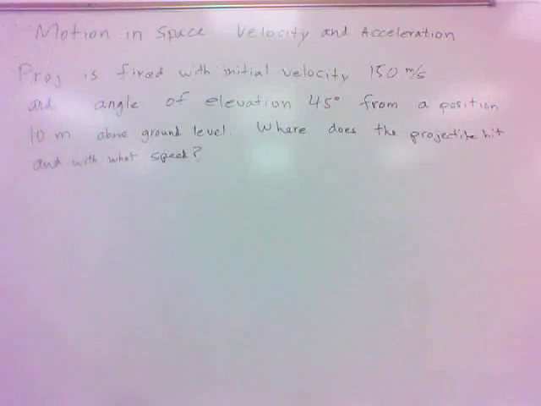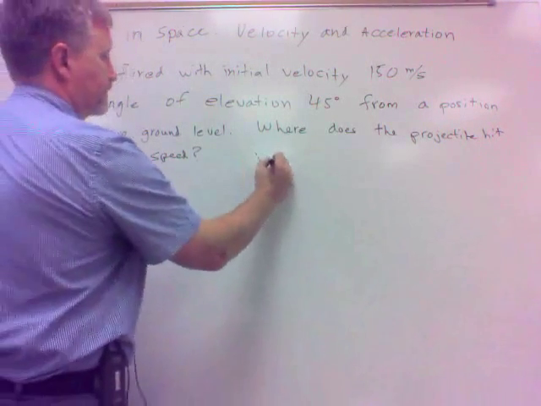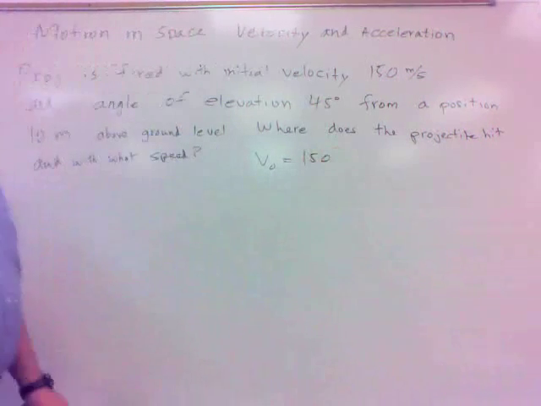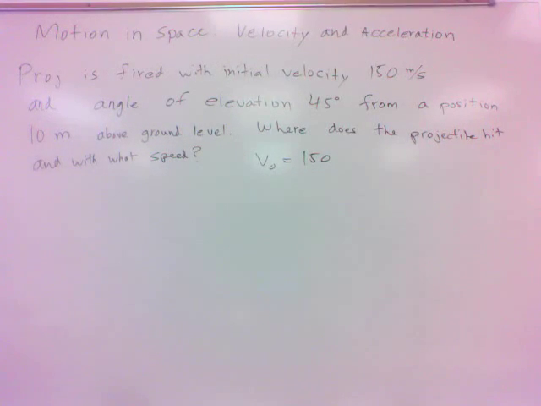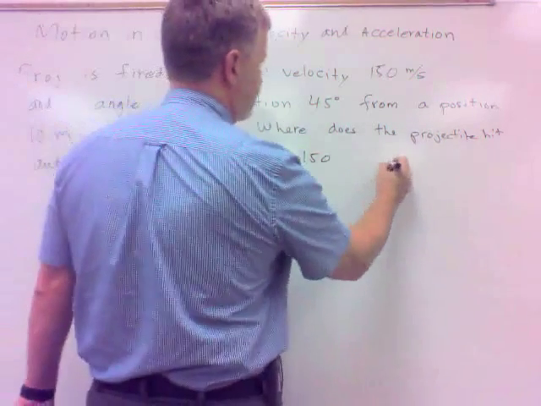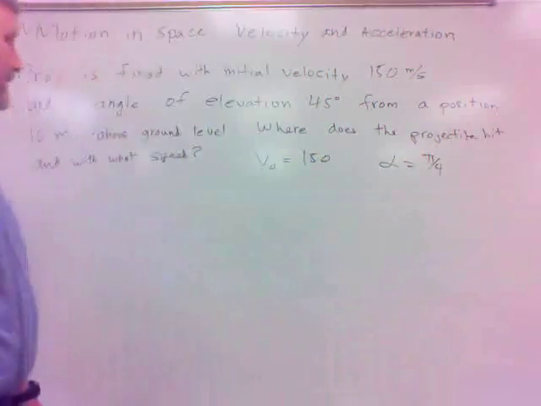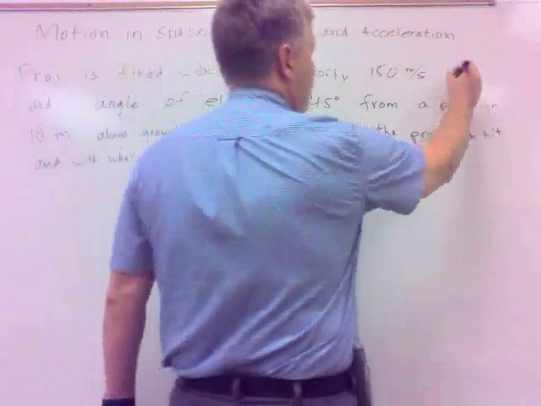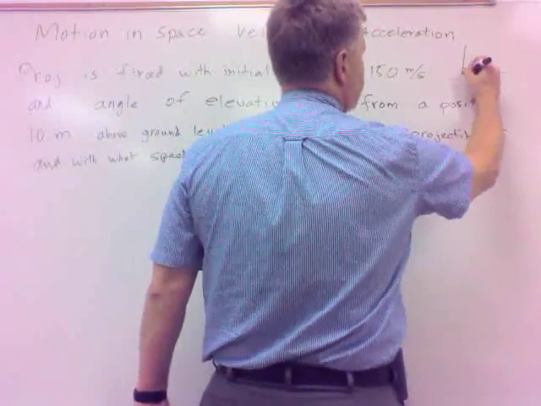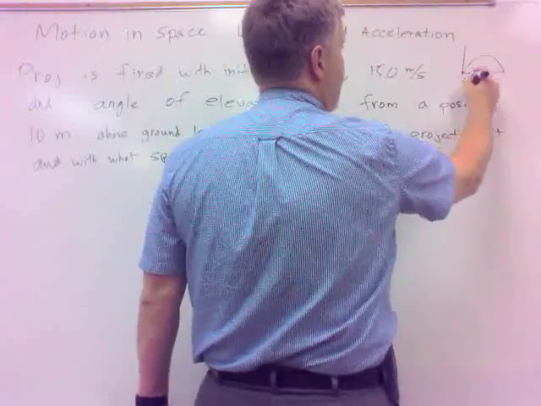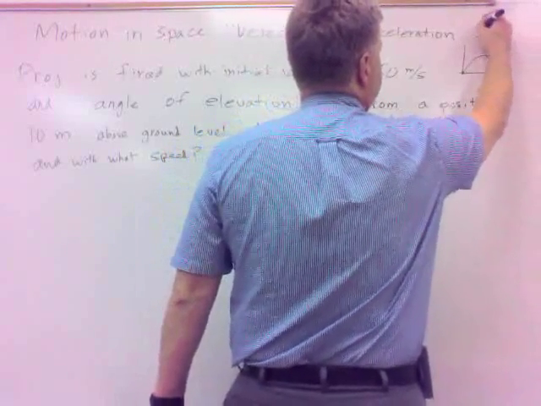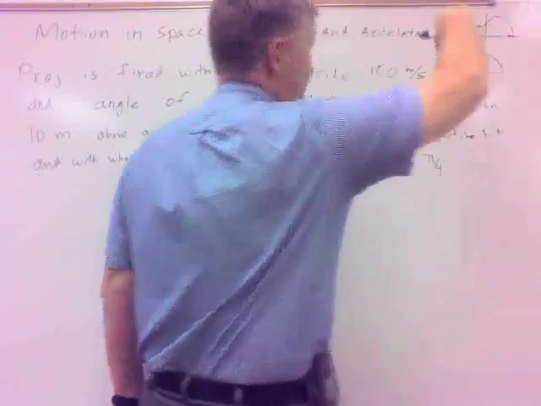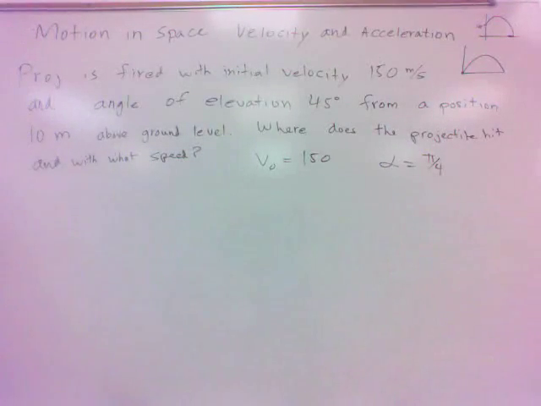Okay, so in our notation here, what have we got? Initial velocity is 150. That's the V0, just the magnitude of our velocity vector. The angle of elevation, alpha, is 45, so let's call it pi over 4. And then the adjustment we make: our calculations were for the thing starting at 0, 0, but now we're starting 10 meters above. So we're just going to move the y value up by 10.